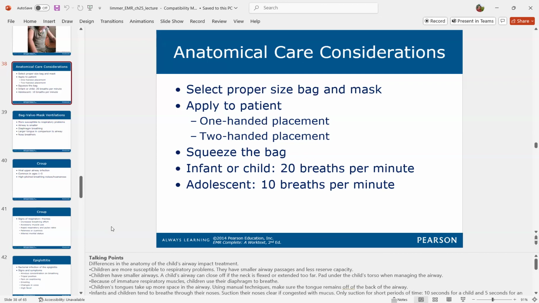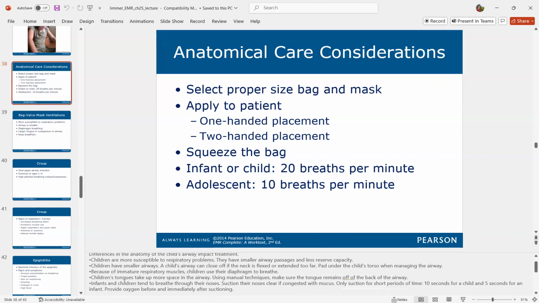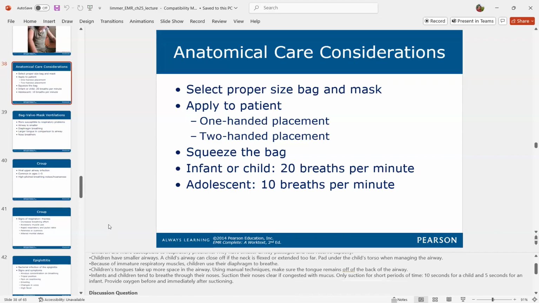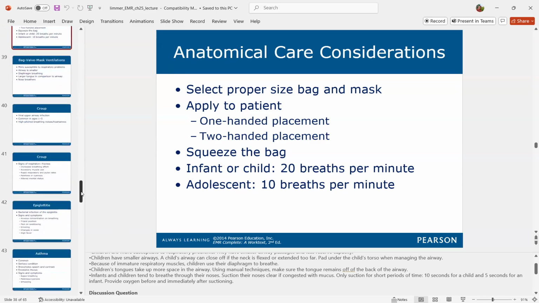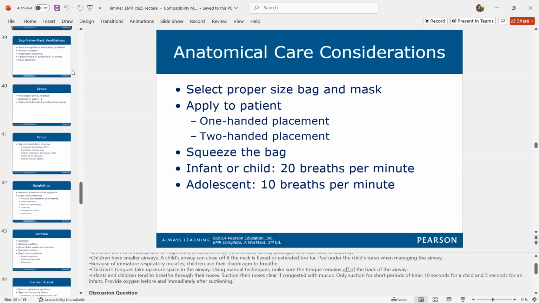Infants and children tend to breathe through their noses, so suction their noses if they're congested with mucus. Only suction for short periods of time. We try to do 10 seconds for a child, 5 seconds for an infant. Provide oxygen immediately after suctioning so we don't drop their respiratory rate. So have oxygen ready, suction ready, all of that before you start.